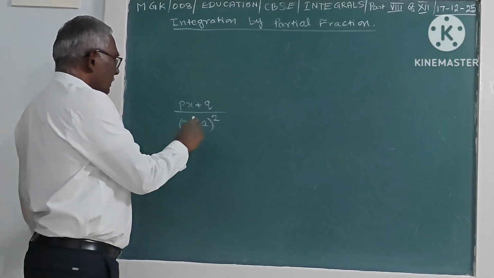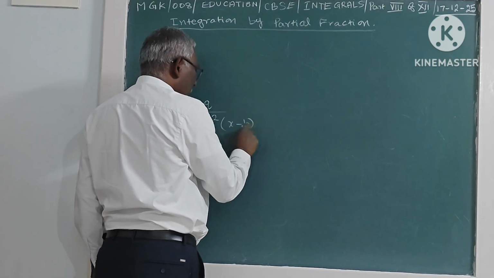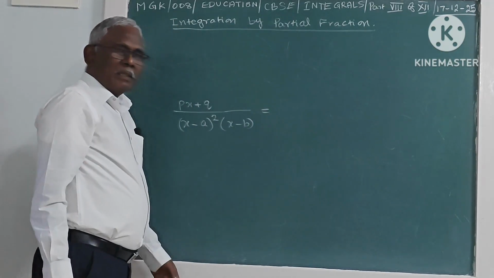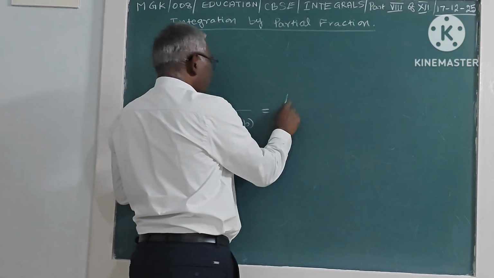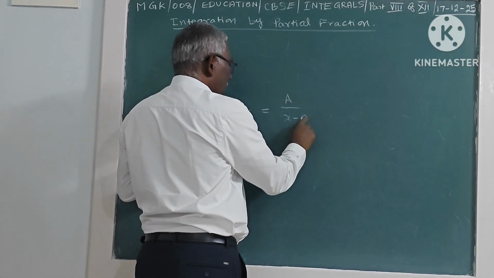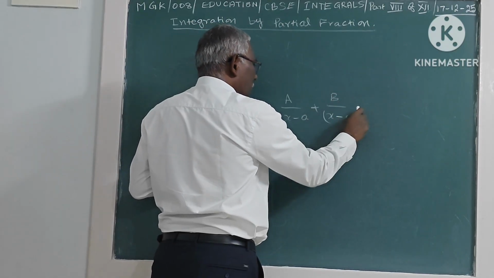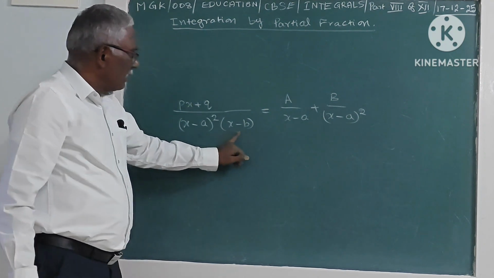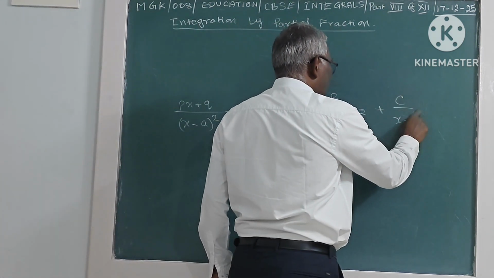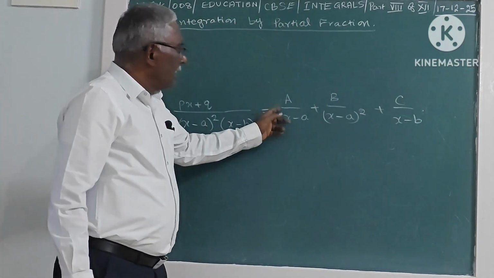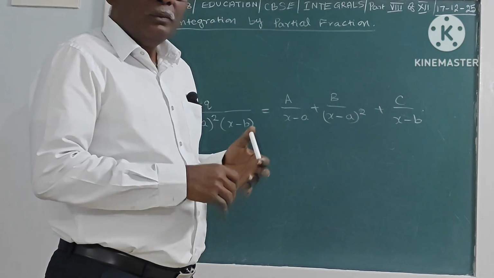Let's see another case, (px plus q) by (x minus a) whole square into (x minus b). How can we write this? (x minus a) whole square is there, so for that we can write A by x minus a plus B by (x minus a) whole square. For the term x minus b, we can write C by x minus b, where A, B, C all are arbitrary constants which we have to find.